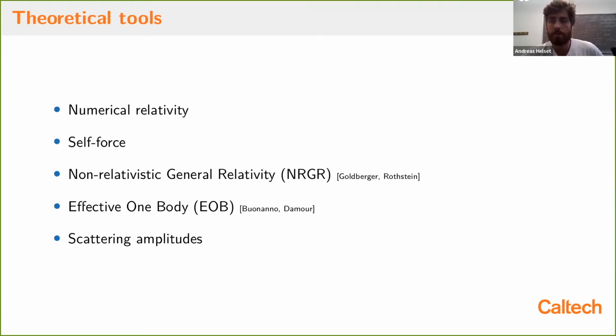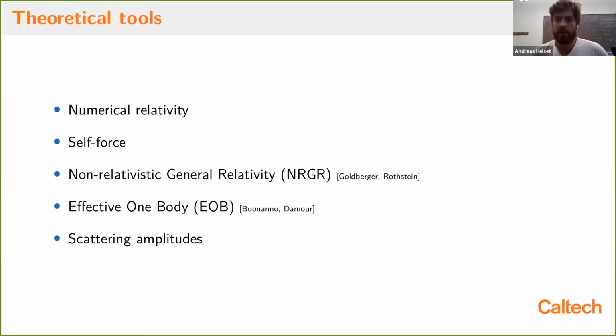Here I'm just listing a few. One tool is to just use numerical relativity. That is to say, solve Einstein's equations numerically on the computer. And that's an essential tool for this problem, especially in the merger phase, where the gravitational fields are strong. So one can't use other perturbative calculations to do it. You simply solve it numerically.